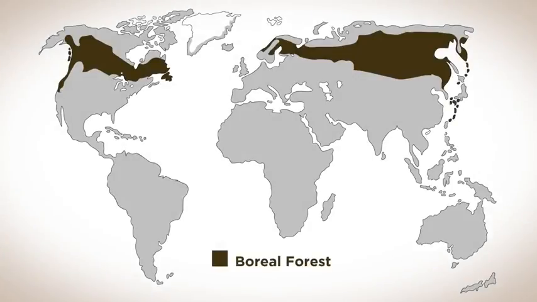Boreal forests occur in the high latitudes of the northern hemisphere, in a 400 to 600 kilometer wide band across North America, Scandinavia, and Siberia. They're the most extensive of all the forest types, comprising roughly a third of all forests.